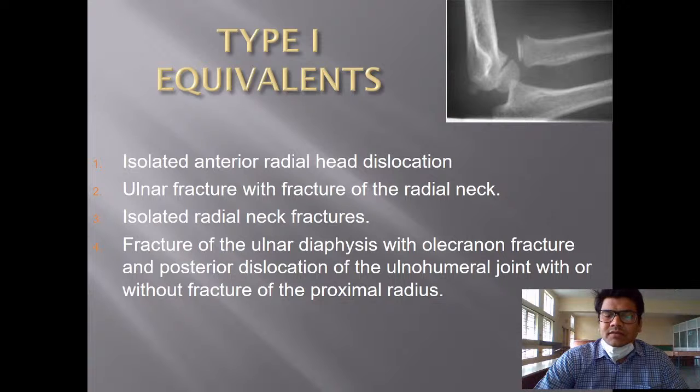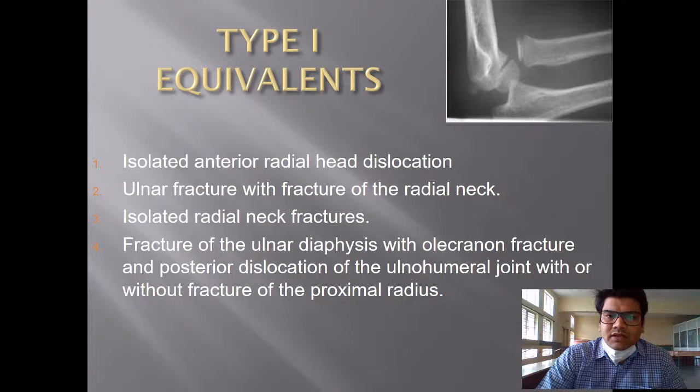So why is it called equivalent? Because of their mechanism of injury, their X-ray pattern, and similar method of treatment as Monteggia fracture, we classify these fractures as Monteggia equivalents. 1, isolated radial head dislocation. 2, ulnar fracture with fracture of the radial neck. 3, isolated radial neck fracture. 4, fracture of the ulna diaphysis with olecranon fracture with posterior dislocation of the ulnohumeral joint, with or without fracture of the proximal radius. So these are Monteggia equivalents.